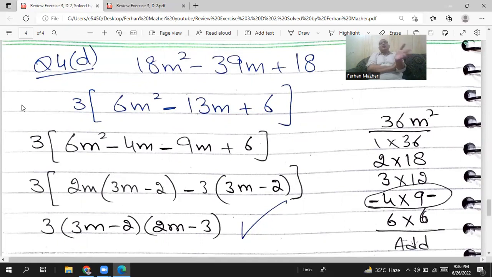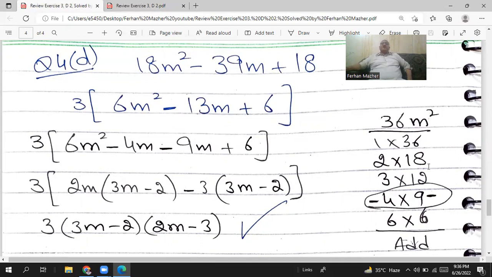They all can be divided by 3. So I will take 3 common. So I've taken the 3 common. So you are left with, in square bracket, 6m square minus 13m plus 6. Multiply the extreme terms, you get 36m square. Write the factors of 36.